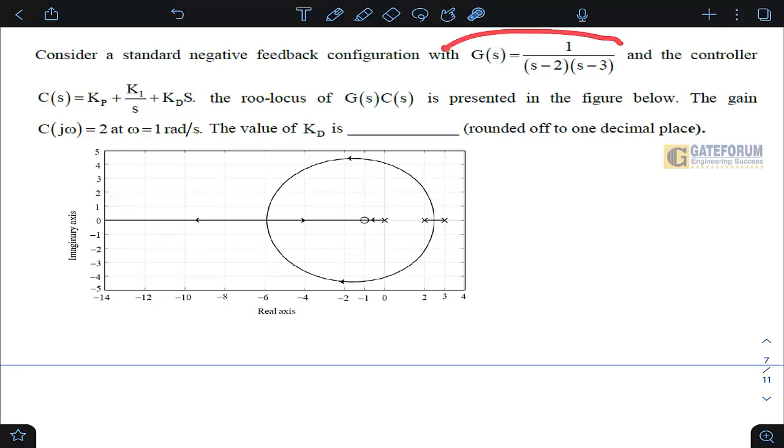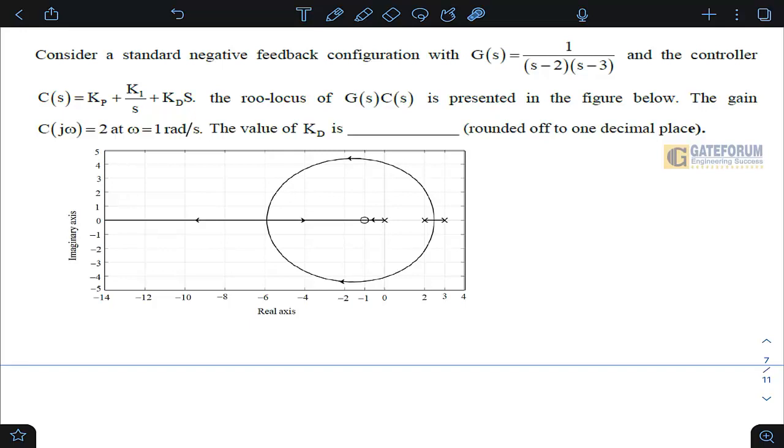So we have a transfer function G of S and a controller transfer function, which is a PID controller transfer function, given. The root locus is the product of G(S) and C(S); the transfer function given is for this one. So we are supposed to find the gain KD, provided the gain of this is 2 at omega equals 1 radian per second.